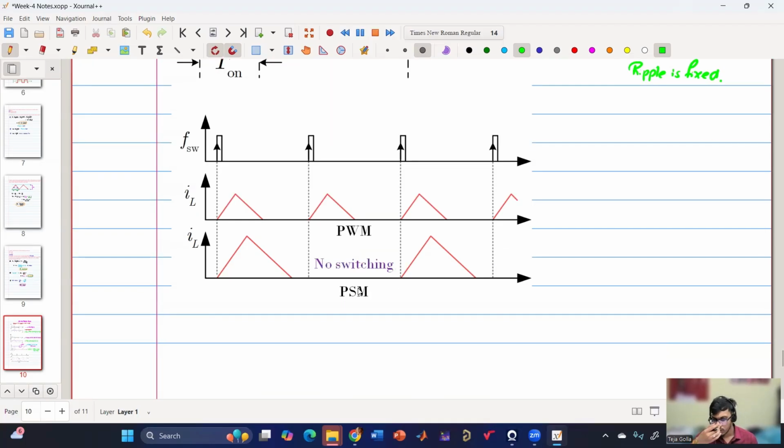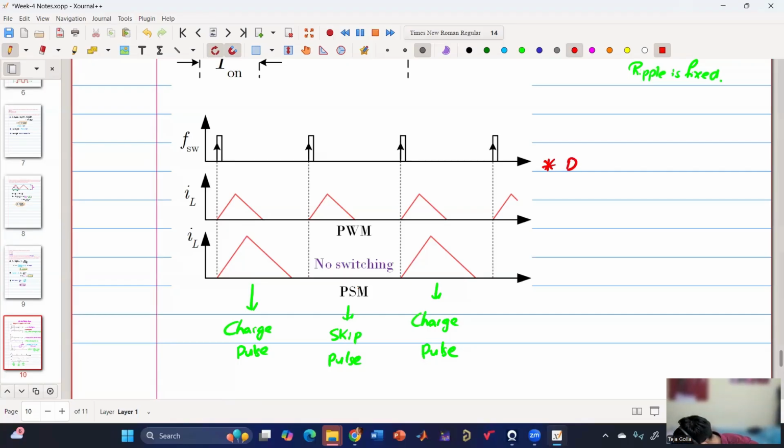So it has two sets of pulses. This is the charge pulse. This is the skip pulse. And again, this is the charge pulse. So it is basically a fixed duty ratio. Duty ratio is not variable, and the time period is also not variable. So here, D is fixed.